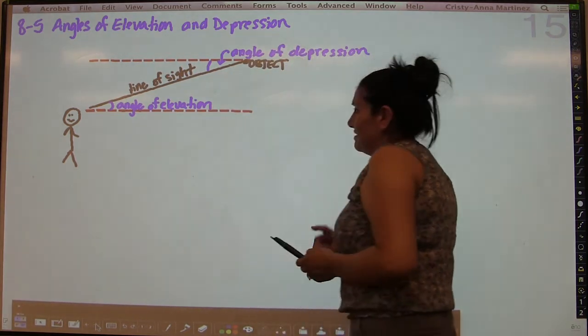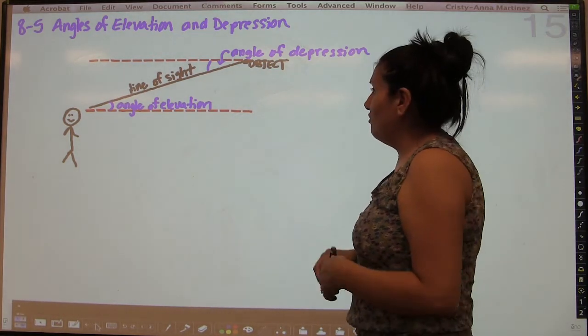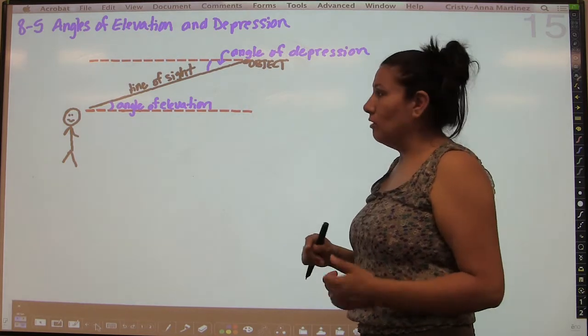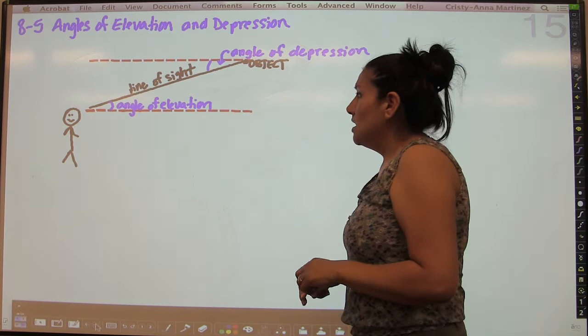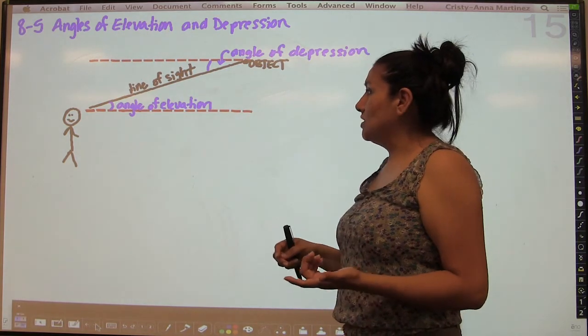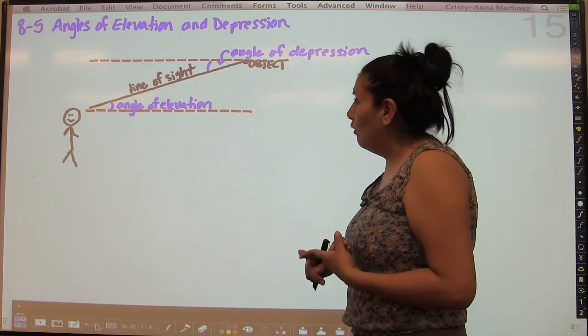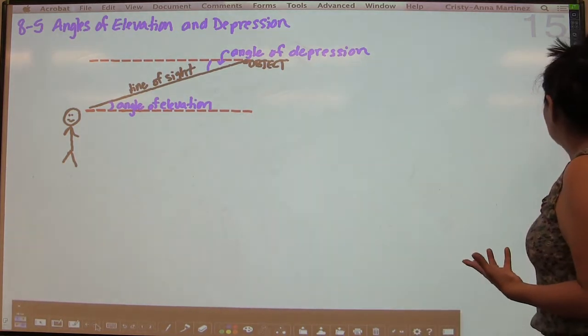The interesting thing about this is that both of these red lines are horizontal lines, they're parallel lines, and the line of sight actually ends up becoming somewhat of a transversal, and you can see that the angle of elevation and the angle of depression are alternate interior angles, and therefore actually the same angle measure. But just want to give you an idea so that you know what an angle of elevation is and what an angle of depression is, because you need that to be able to apply it to the problems today.